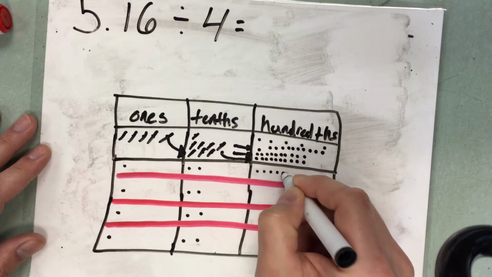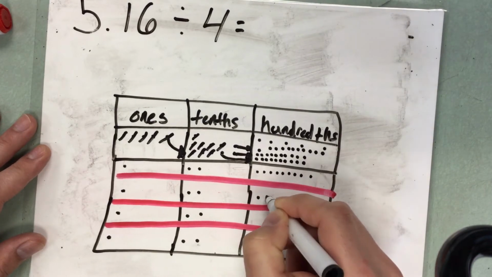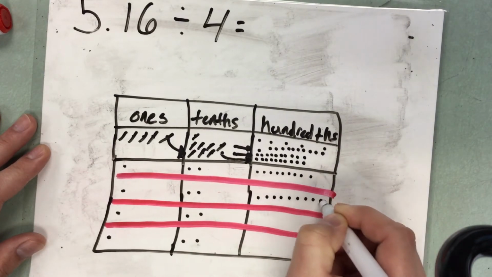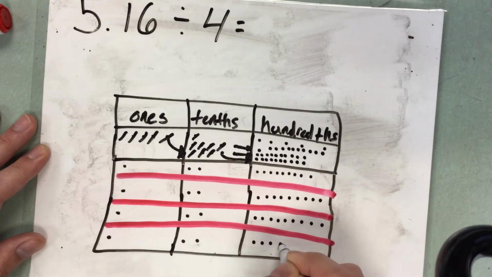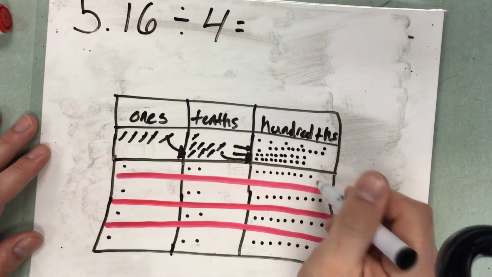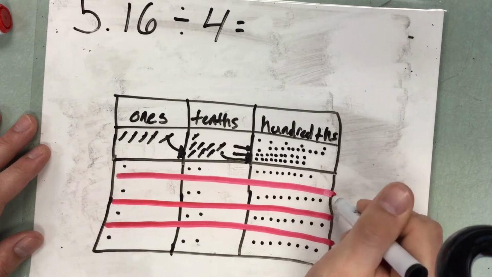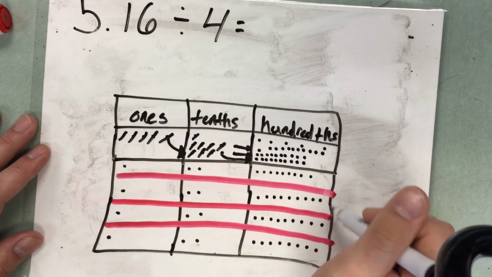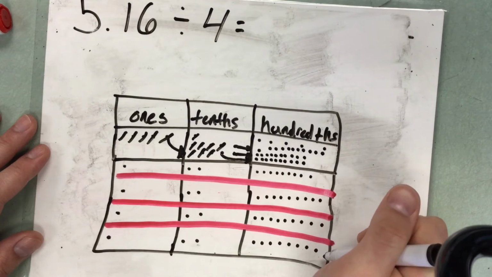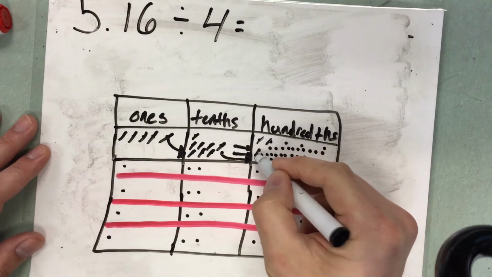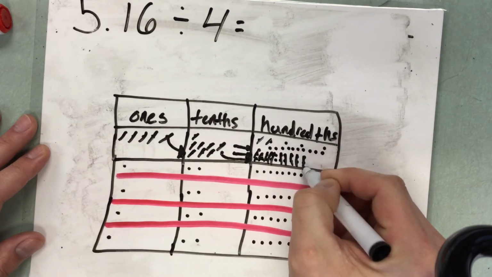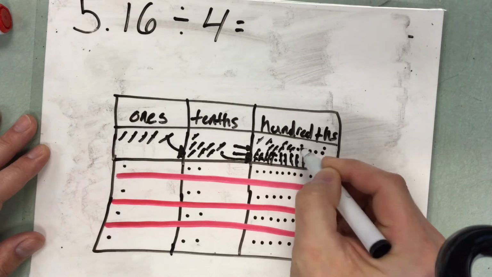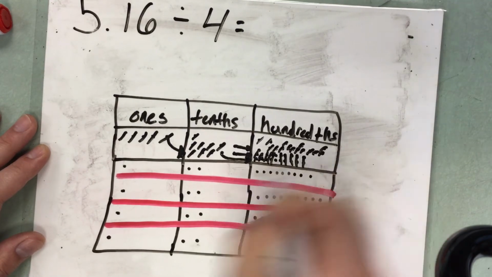1, 2, 3, 4, 5, 6, 7, 8, 9. So, when I take those hundredths, 9 for each, we have 9, 18, 27, 36. That takes all of these hundredths. So they're all going to be distributed equally. So I have nothing as my remainder.